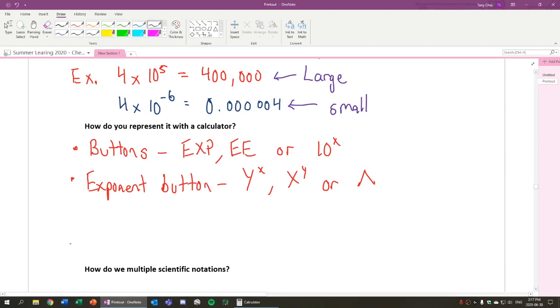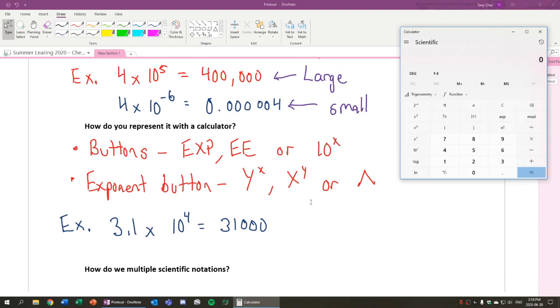Whenever you punch in, for example, 3.1 times 10 to the 4, you should expect to get 31,000. So here's my calculator. Let's try punching in 3.1 times 10 to the 4. I could punch it in using the exponent button, so 3.1 times 10 to the power of 4. As you see, I punch in 3.1 times 10 to the hat. That's my exponent button. 4, which is this x to the y button. And I'm going to get 31,000.